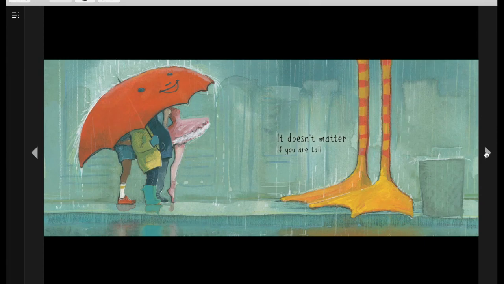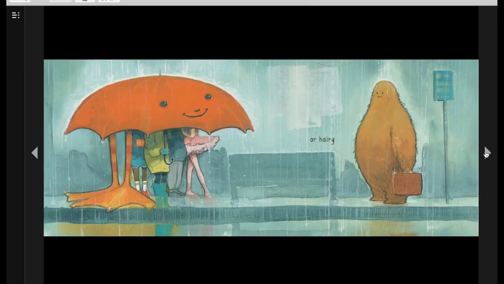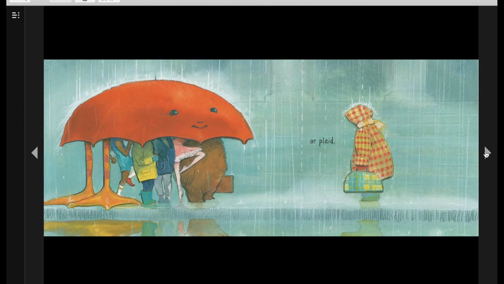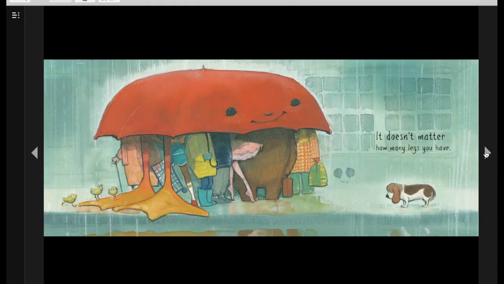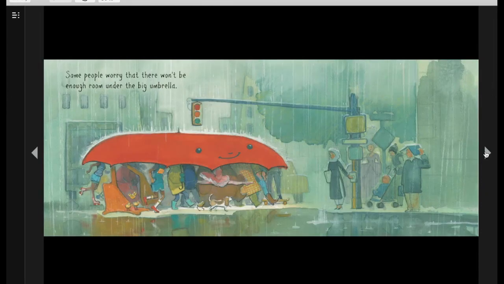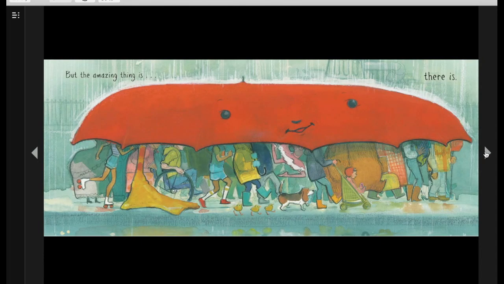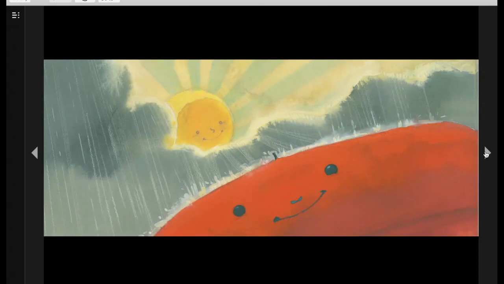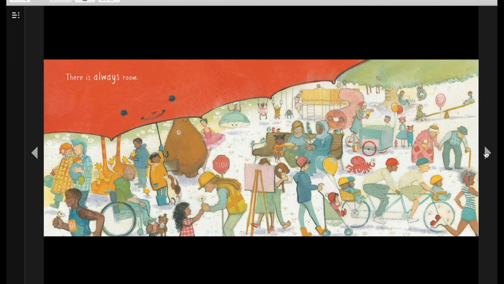It doesn't matter if you are tall or hairy or plaid. It doesn't matter how many legs you have. Some people worry that there won't be enough room under the big umbrella. But the amazing thing is, there is. There is always room.